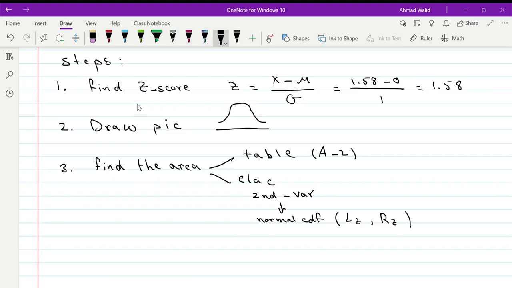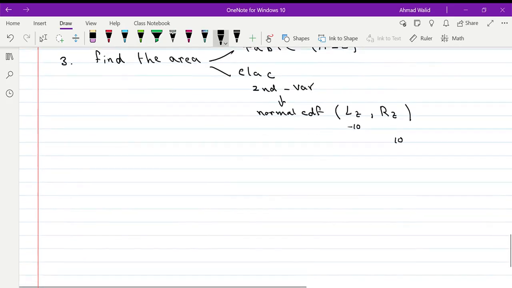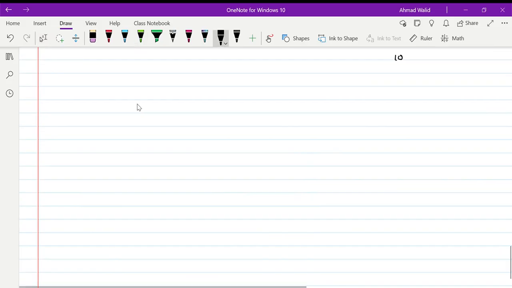If you have the right value only, like this example, plug in negative 10 always for your left value. And if you have only the left value and you don't have the right z-score, always plug in 10 for the right z-score, because you need a range to give to your calculator, correct? And it gives you the area. Now, let's solve the example.